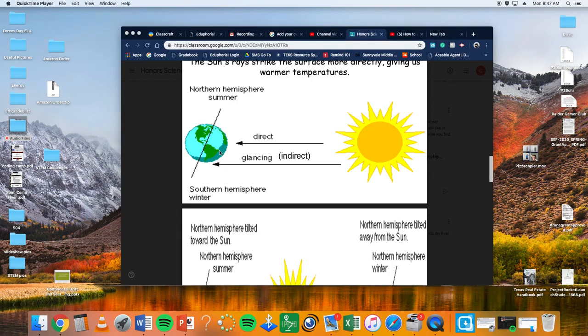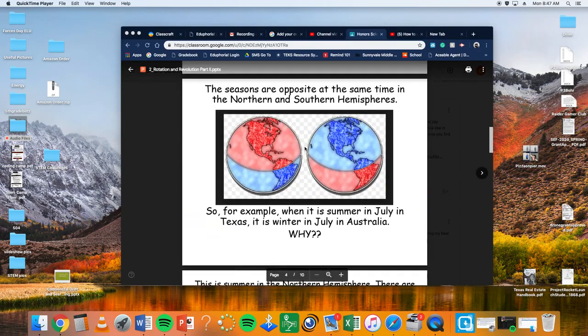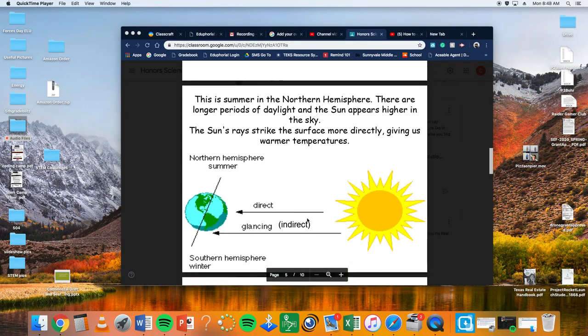So that's the difference between direct and indirect light, direct and indirect energy, and in this case, direct and indirect thermal energy. That's the reason why during the summer it's hot for us, and during the winter, and this picture here shows it, it's colder in the southern hemisphere. And then 6 months later, flip-flop, now it's winter for us and summer for them. So just make sure you read through this and that this makes sense to you.